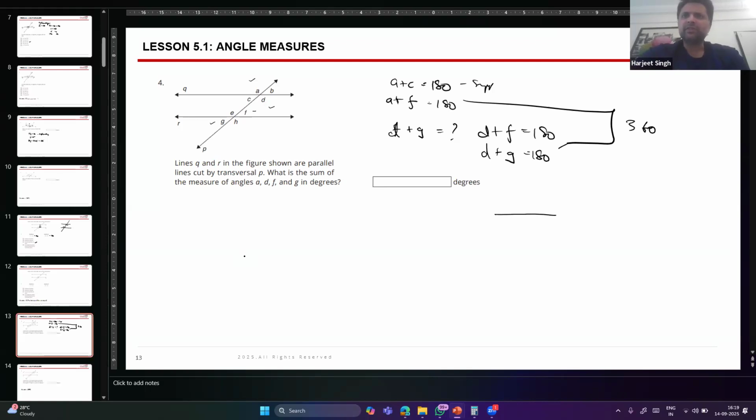So we are using this rule here. If this is a transversal, then these two angles, their sum is 180. So that we are using here, D plus F equal to 180. So as you pointed out, the answer is 360.